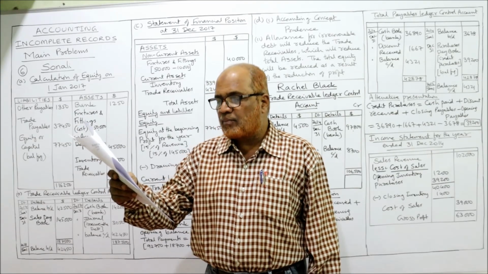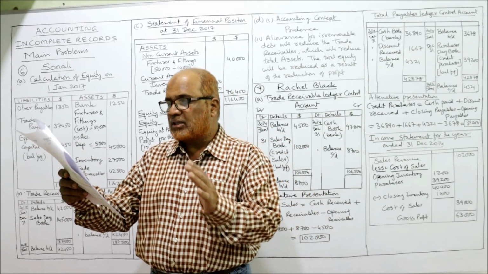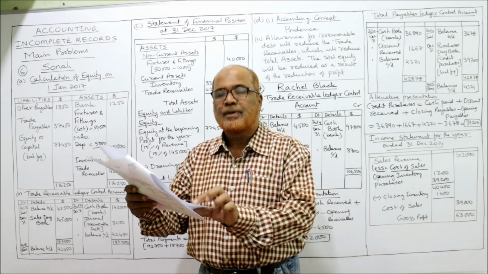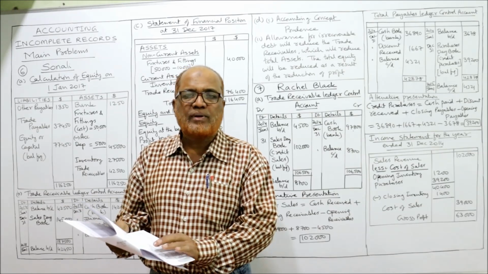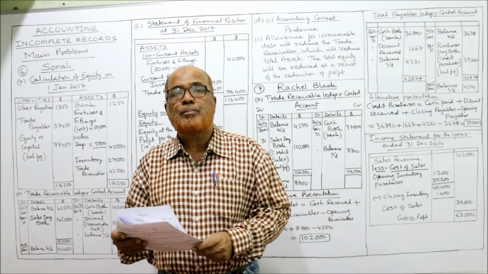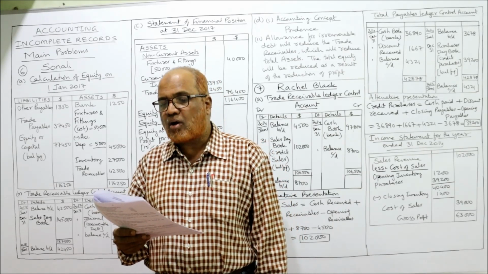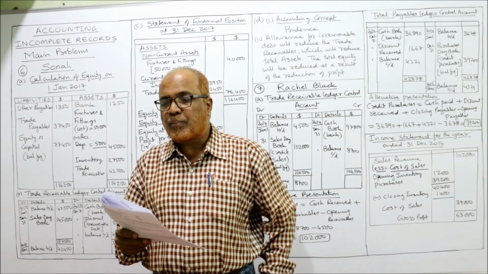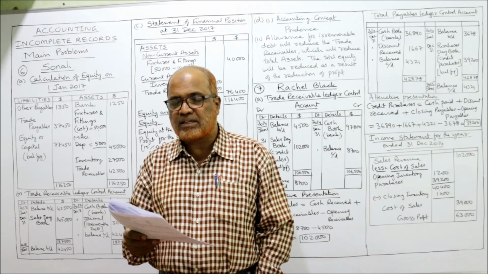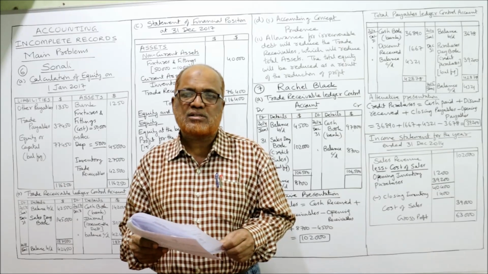Second, prepare the trade receivables ledger control account for the year ended 31st December 2017. Balance the account on 31st December 2017 and bring down the balance to 1st January 2018. Simply, we have to make a trade receivables ledger control account. Third, prepare the statement of financial position on 31st December 2017. And fourth, state clearly the concept applied for creating the provision for irrecoverable debt and explain how the statement of financial position is affected by the provision for irrecoverable debt. So A, B, C, D, 4 questions are there.